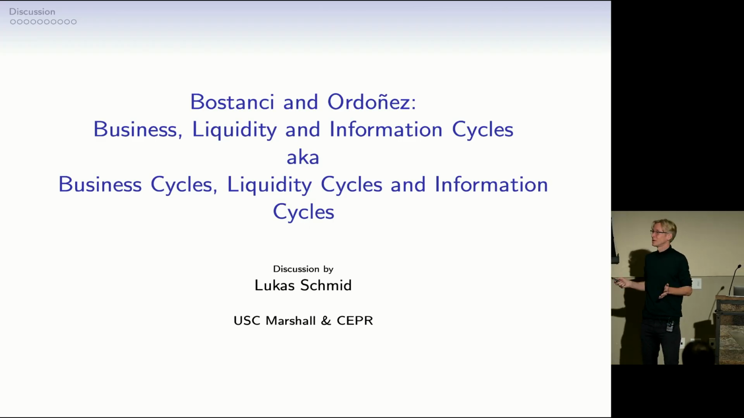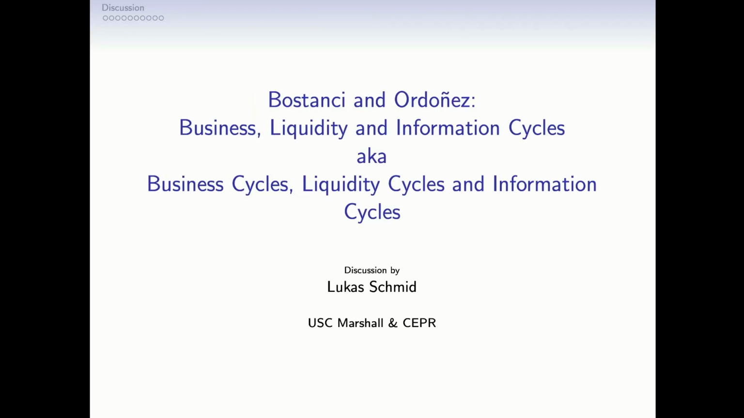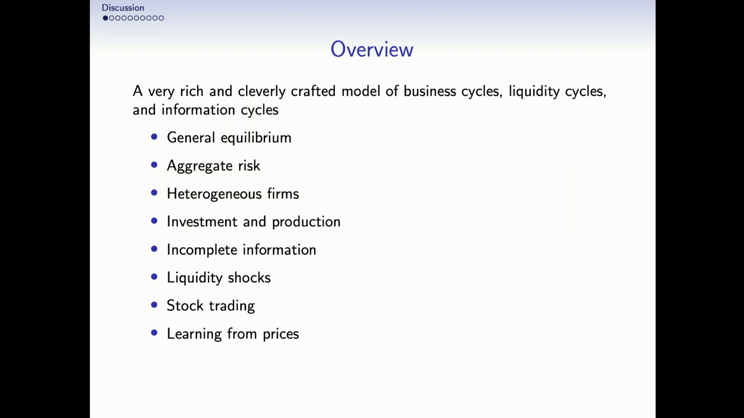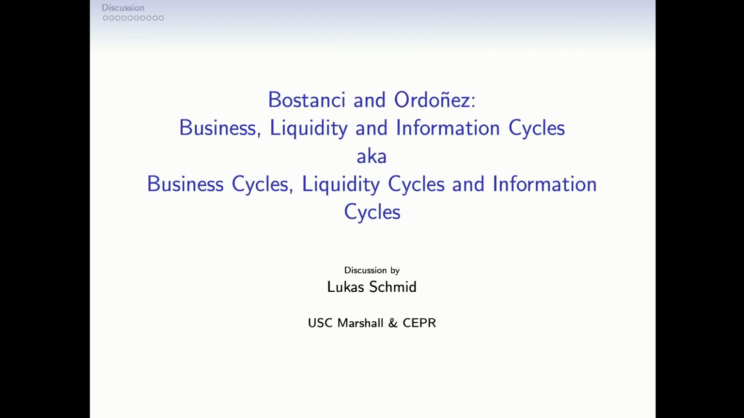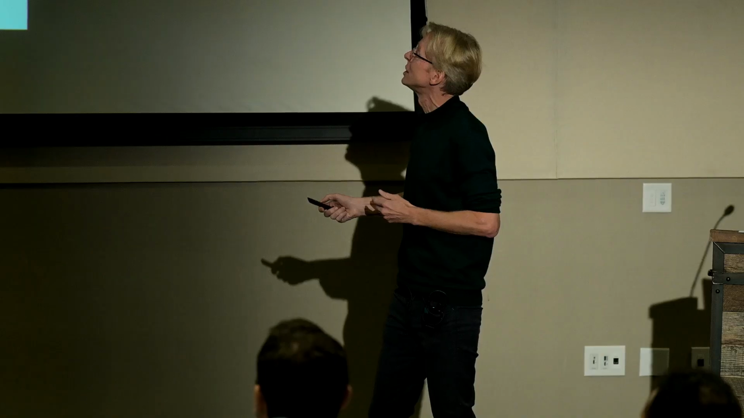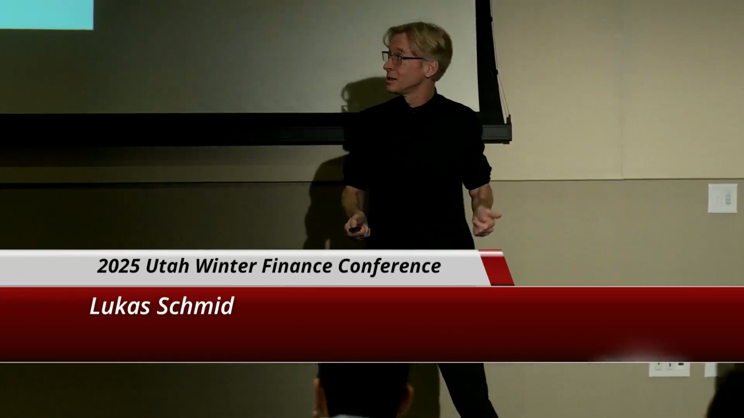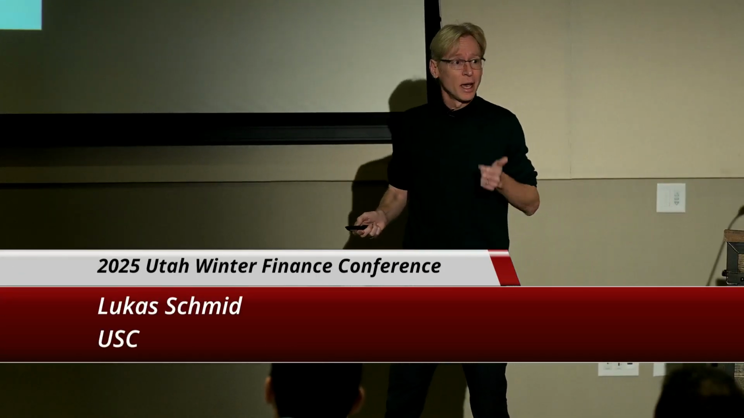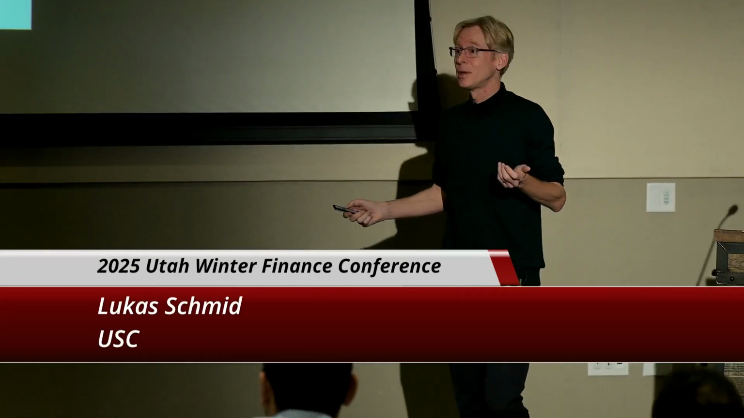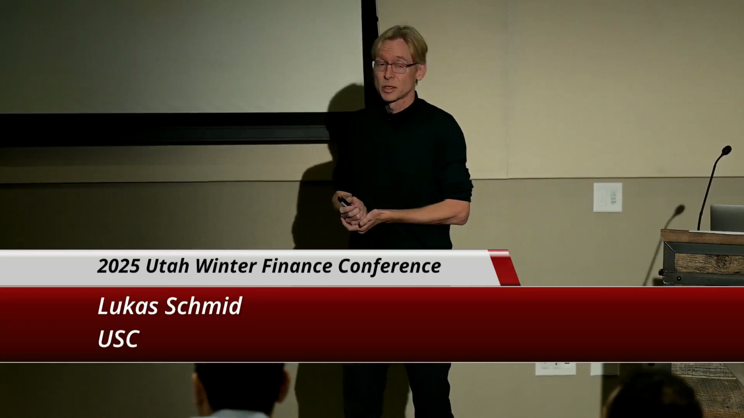I have to admit that when I first saw the title of the paper, I was a little confused. I could make sense of information cycles, but I wasn't quite sure what business liquidity meant. Then I realized, staring at the title again, there's actually a comma that is missing in the program. So it's not really business liquidity. What we're talking about here is business cycles, liquidity cycles, and information cycles. And that's what the paper is about.